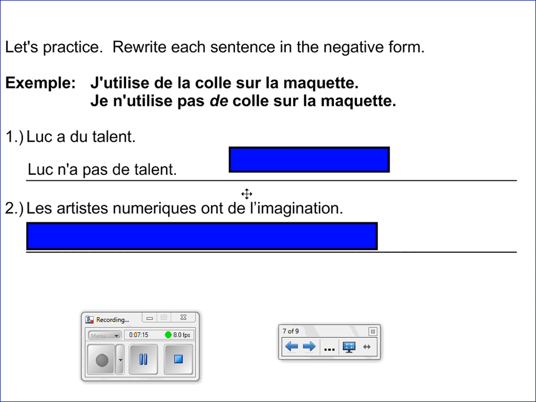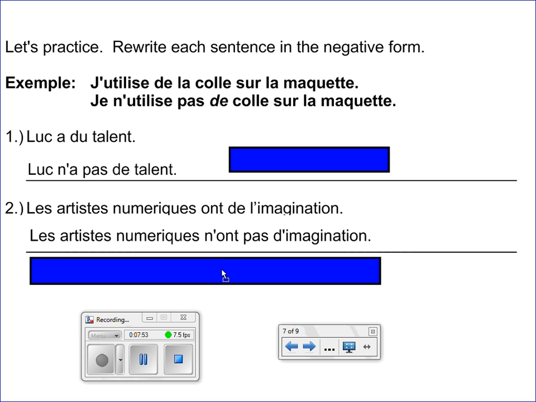Number 2: Les artistes numériques ont de l'imagination. So digital artists have imagination. All right. Now, hopefully, we would never have to say that digital artists do not have imagination. But if we were to write that, again, de l' would change to d' because imagination starts with an I. And we put ne and pas around the conjugated form of avoir. So putting that all together, we have: Les artistes numériques n'ont pas d'imagination.